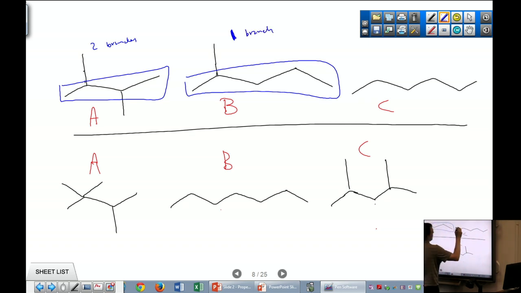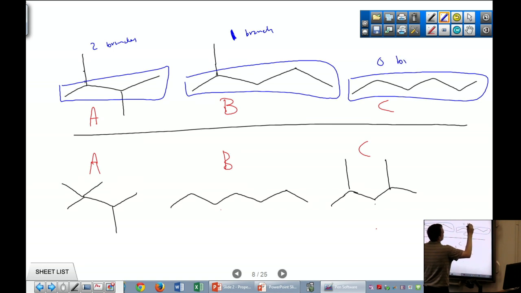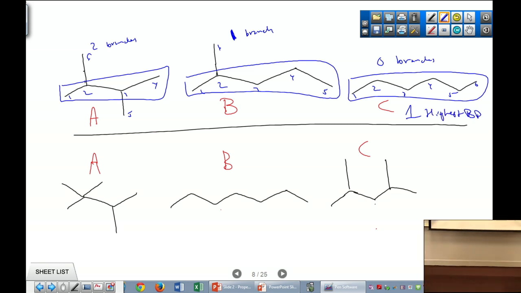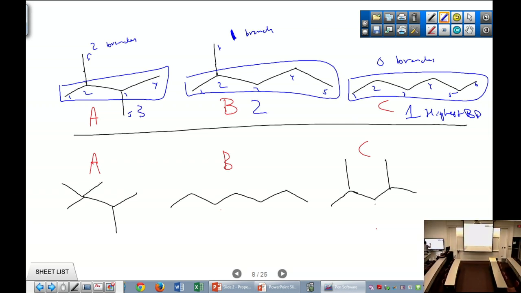Right? I guess first I should have made sure they all have the same number of carbons. Got 1, 2, 3, 4, 5, 6. They all have the same number of carbons, same molecular weight. So now we're just going to basically order them by number of branches. Least number of branches, highest boiling point. Then I've got 1 branch, and then the most branches is 2, so this will be the lowest boiling point.